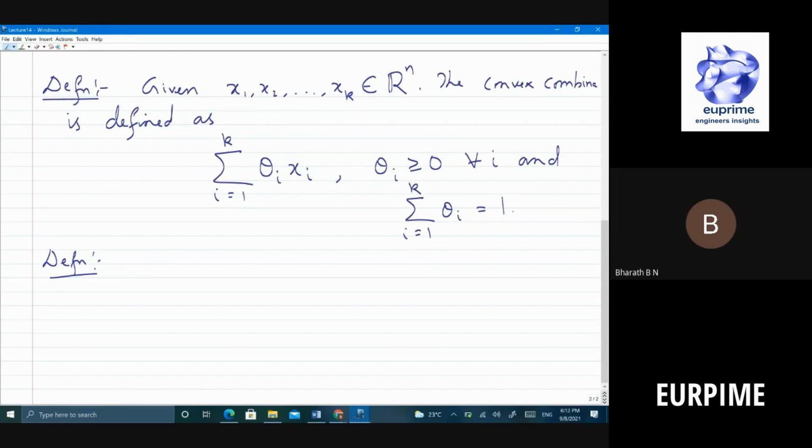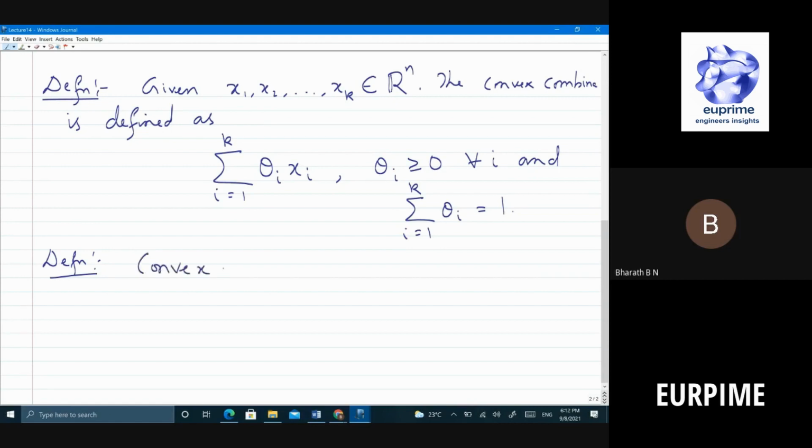So how do you define that? What do you think is the, how do you define? Any idea? How do you define this? Yes. How do you define the convex hull? Right? How do you define convex hull?